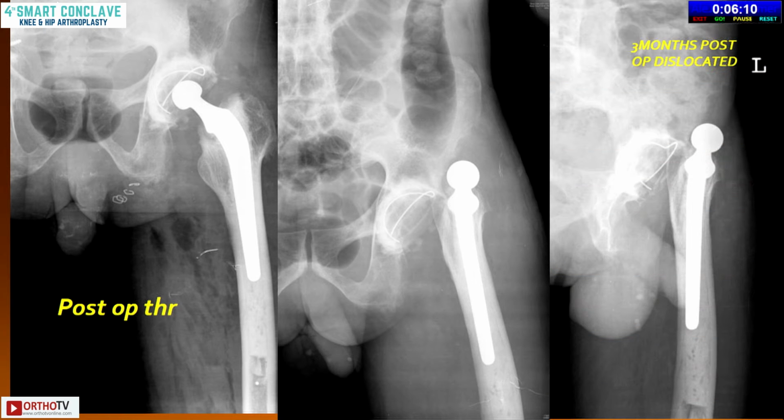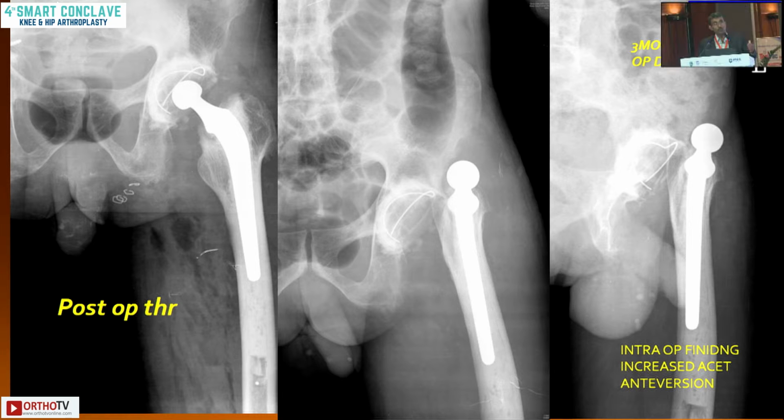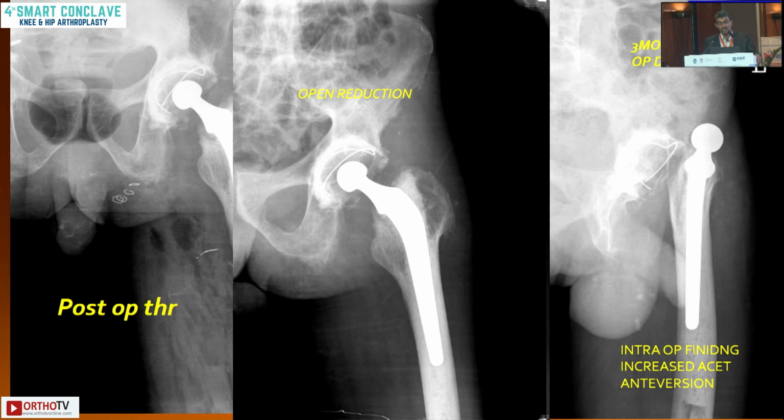Now, when we tried to reduce it closed, it was very, very difficult. So we had to do an open reduction, and we realized that the anteversion of the cup was a little too much. It was difficult to reduce it. We reduced it considering the situation at that time. It was stable, and we told the patient that if it dislocates again, we would have to go in and do a full-fledged revision.